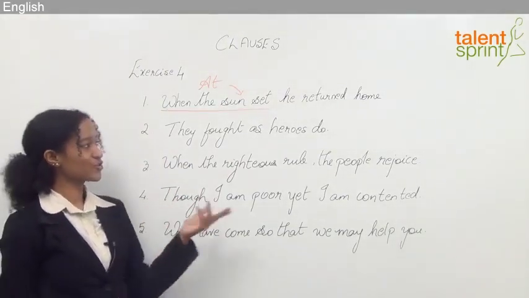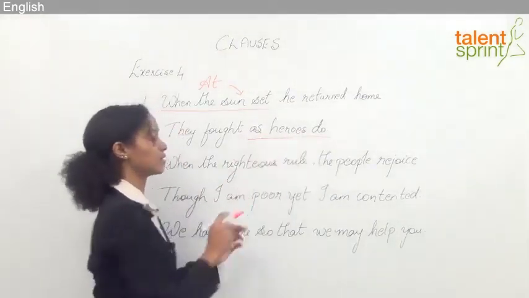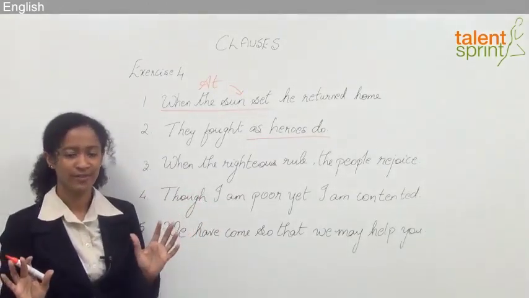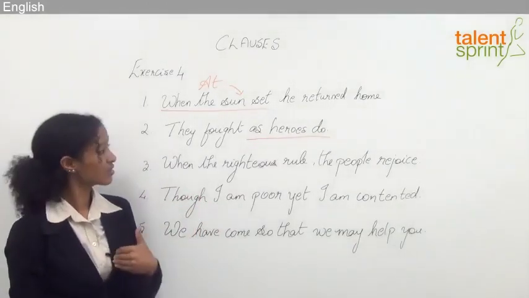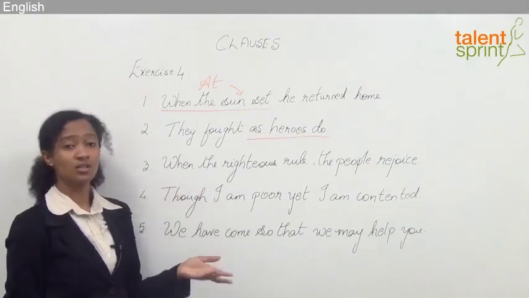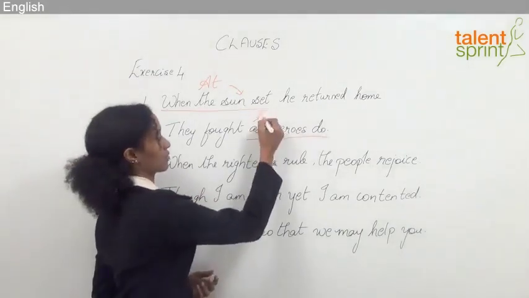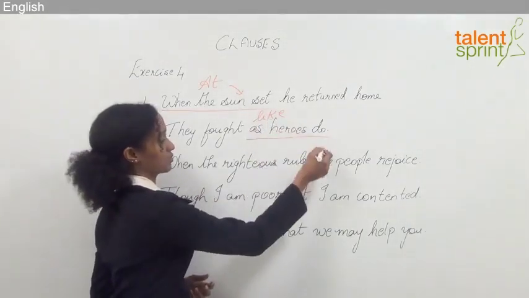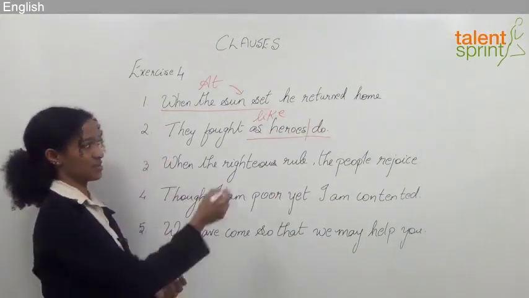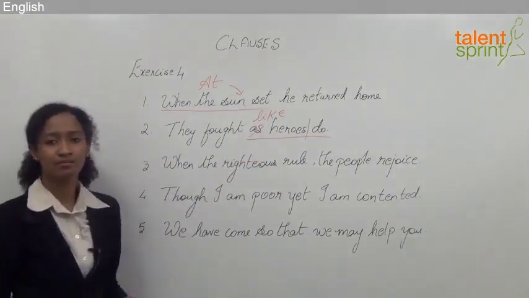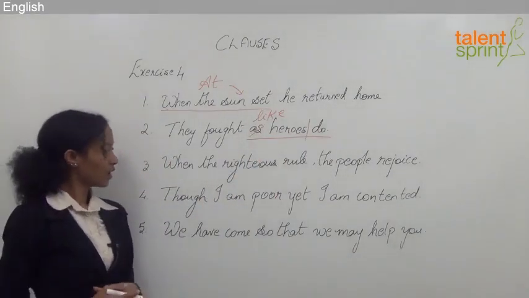They fought as heroes do. As heroes do is my adverb clause. If I have to change that to a phrase, I can just say they fought like heroes. Okay? So I just replace as with like. They fought like heroes. The third one.